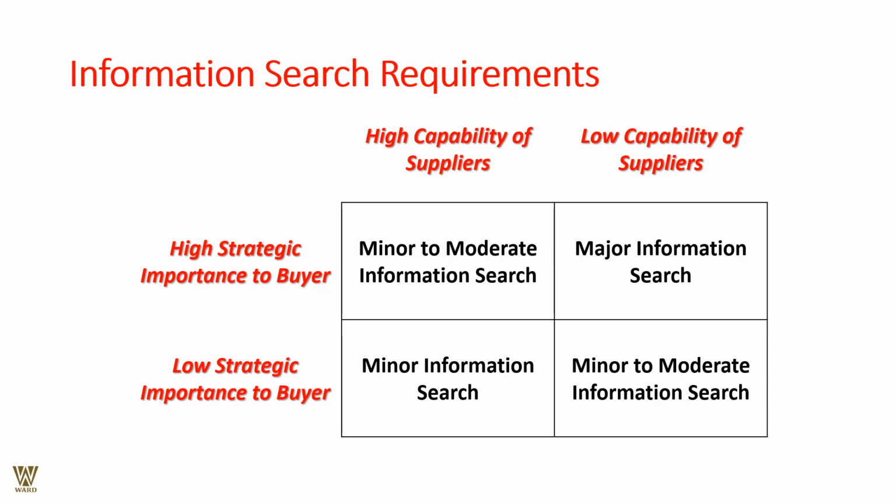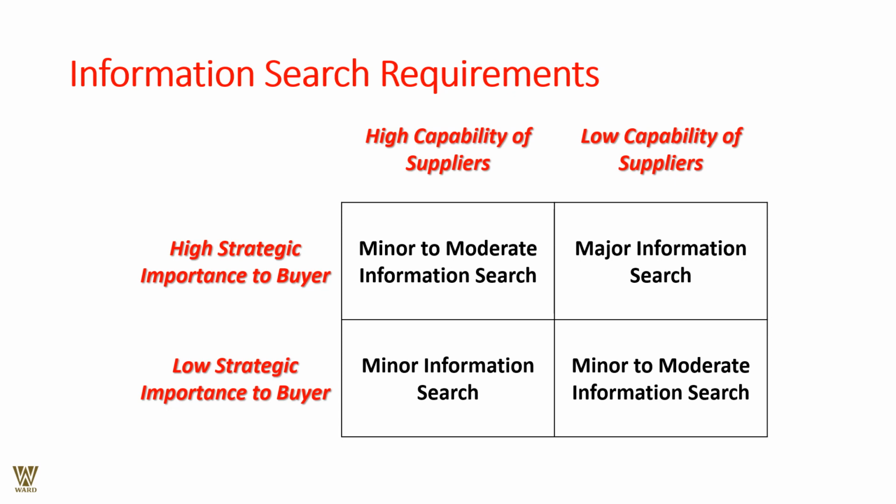So yes, information search requirements: if you look into it, we have strategic importance to buyers and capabilities of suppliers. If high strategic importance and high capabilities are required, minor to moderate information search is required. But if it is high importance for the buyer but low capabilities of the supplier, there's a major search that needs to be undertaken, because the buyer's need is more important. The supplier doesn't have similar capacity, capability, quality, and so on.